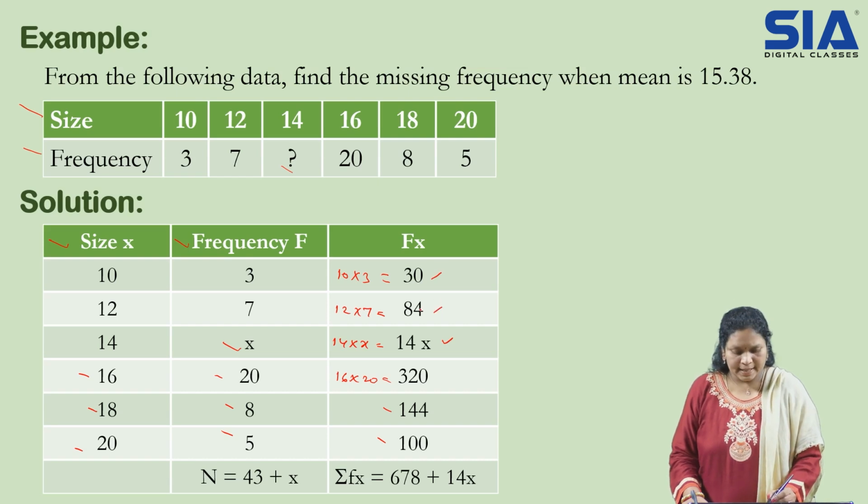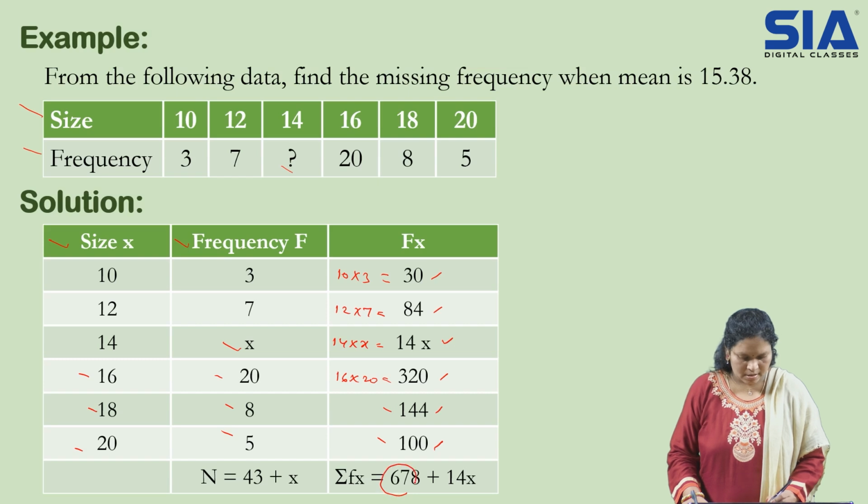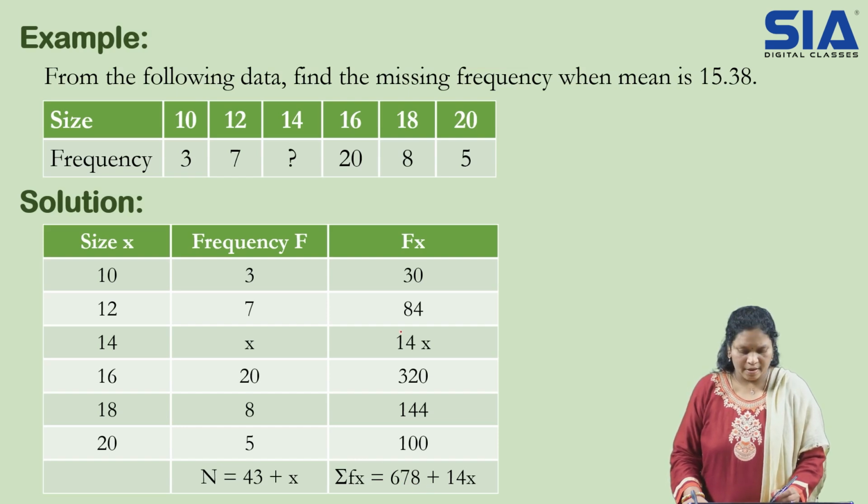30 plus 84 plus 320 plus 144 plus 100. All the values where we don't have variables, just the values wherever you have, first of all add up all those values. So you'll get 678. So this is only the value part whatever we have. So that you just add up, plus the 14x whatever you have, 14x as it is, you have to write it as plus 14x. So that is how we'll get the summation fx value.